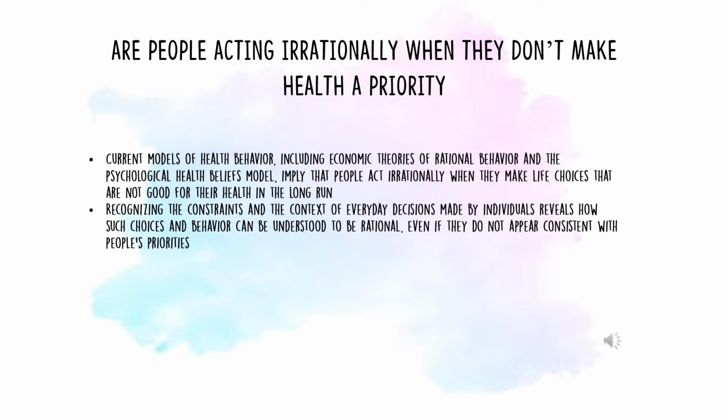Are people acting irrationally when they don't make health a priority? Current models of health behavior, including economic theories of rational behavior and the psychological health beliefs model, imply that people act irrationally when they make life choices that are not good for their health in the long run. Recognizing the constraints in the context of everyday decisions made by individuals reveals how such choices and behavior can be understood to be rational, even if they do not appear consistent with people's priorities.